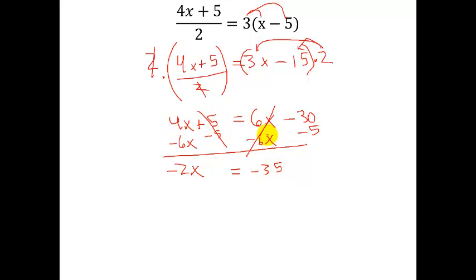So I moved my x's over to the left and my numbers over to the right, and I did both of those in the same step, which is okay as long as I'm showing it. I have space to show it. I cross out the things that cancel out, and I show what combines and the result.